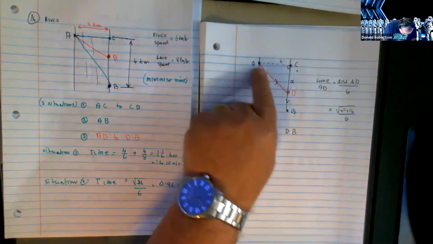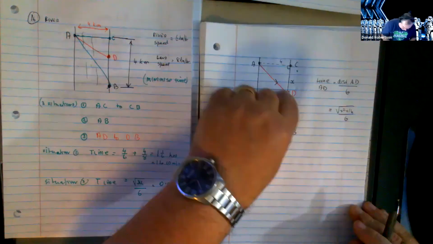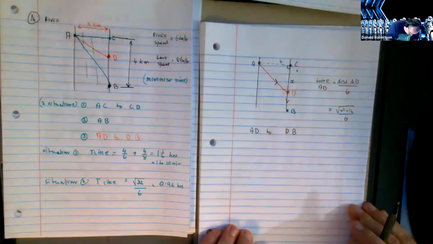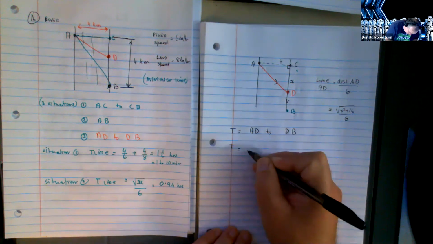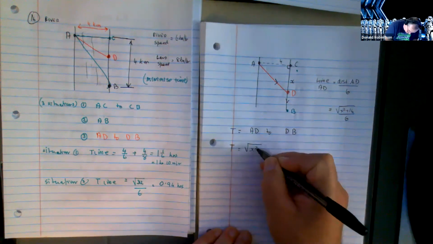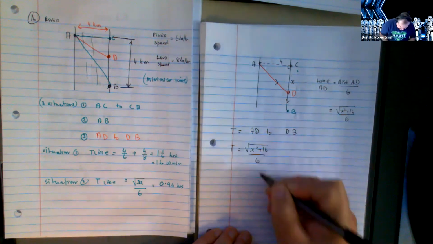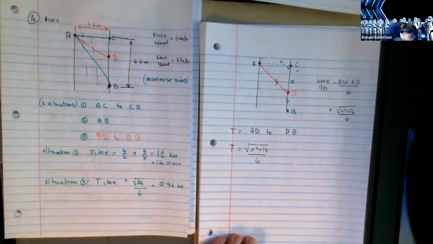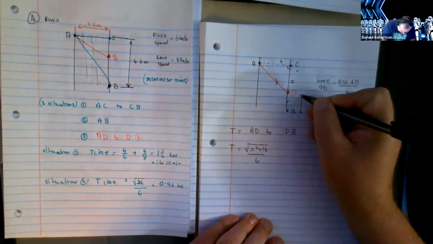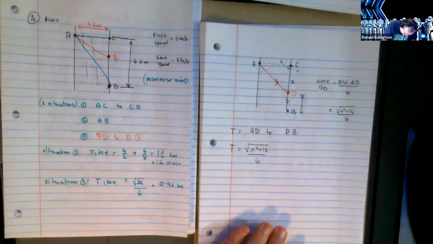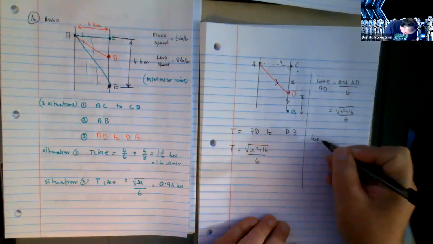Why am I dividing by 6? That's the speed when you're in the water. So our time function is going to be the square root of x squared plus 16, over 6. Now, what about BD? Can you tell me the distance from B to D in terms of x?